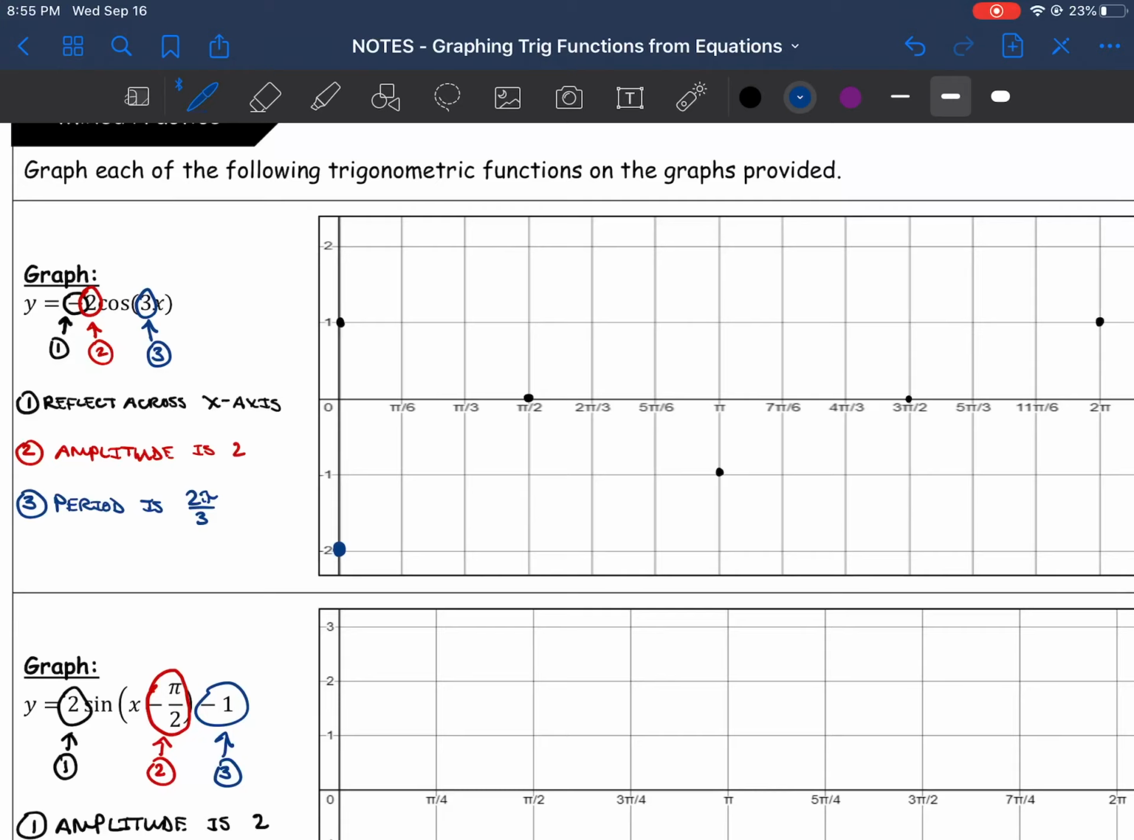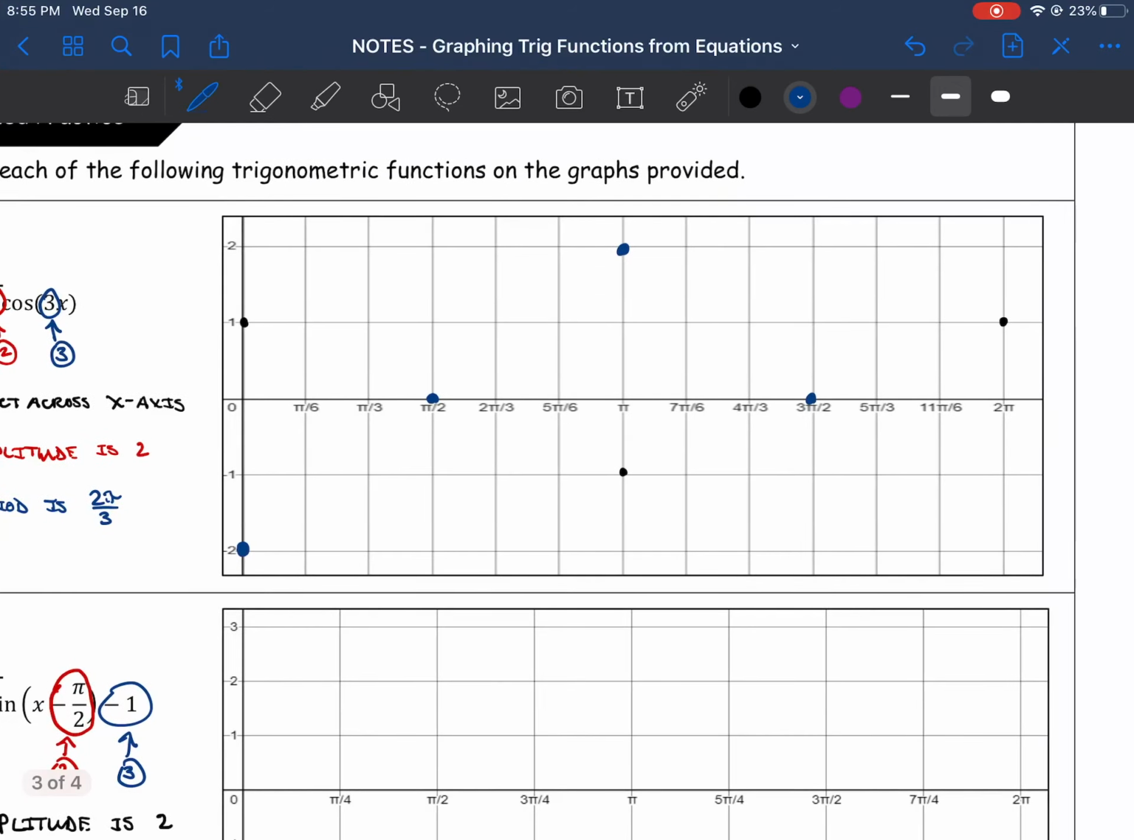Next, if we looked at pi over 2, well, reflecting it across the x-axis and changing the amplitude to 2 wouldn't really affect it here because it's already on the midline. If we looked at pi, -1, if we reflected it across the x-axis, it would come right here. Then we change its amplitude to 2, so it would actually be mapped right there. 3 pi over 2 would stay where it is. It's already on the midline. Amplitude and reflecting is not going to change it. And then lastly, if we look at 2 pi here, reflected across the x-axis, we get right there. Change the amplitude, and we'll get right down there.